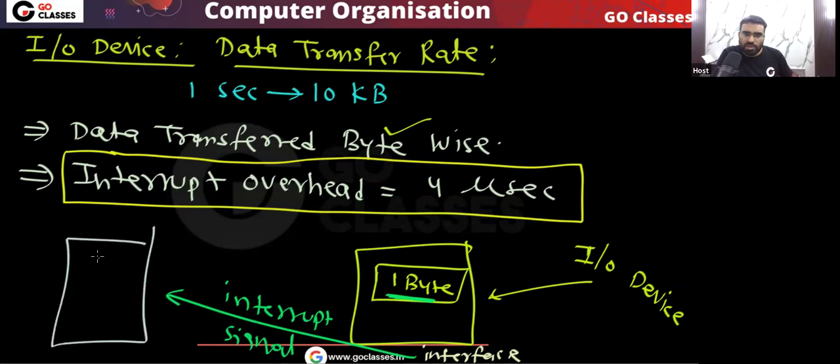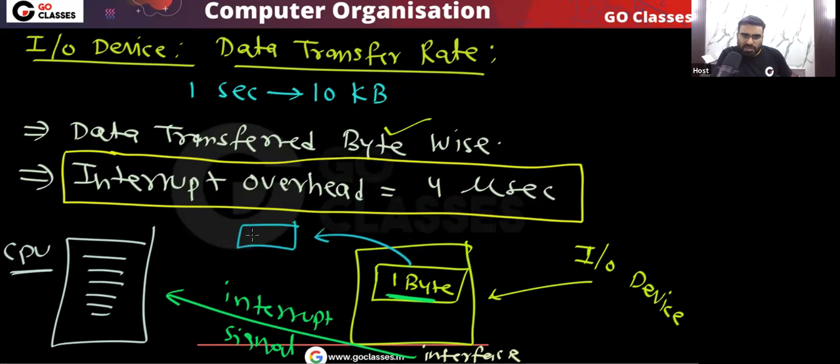Whatever the CPU is doing, it is executing some program. Now, whatever it is doing, the CPU will save this work. After saving this work, the CPU will do the context switch and do this data transfer. The CPU will take this data, put it in the CPU register, and from the CPU register put it in the main memory. Yes or no? So this is what the CPU will do.